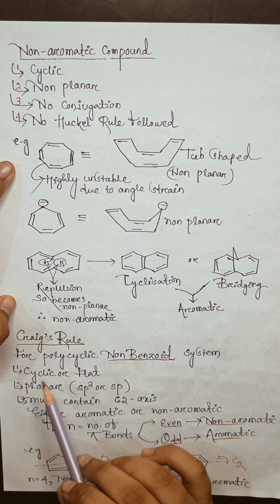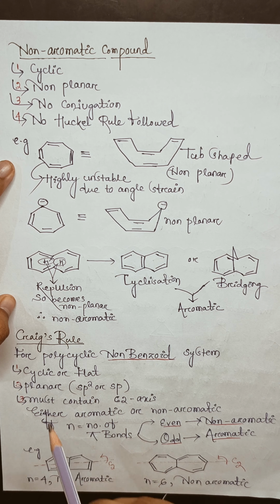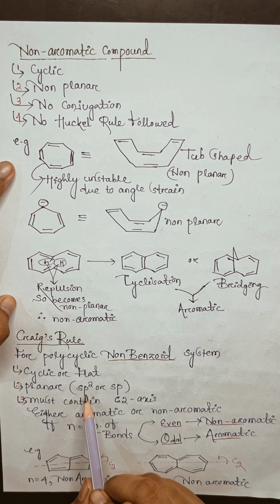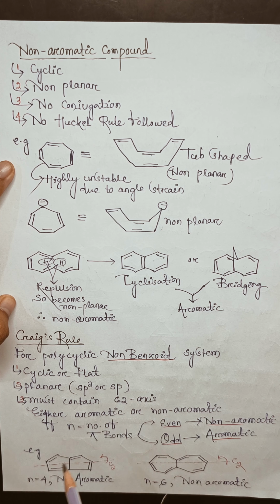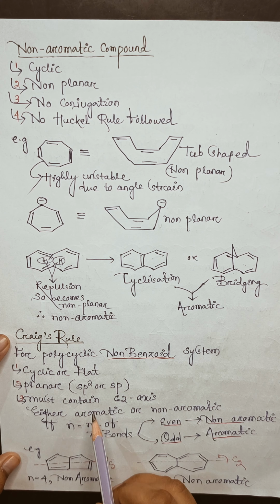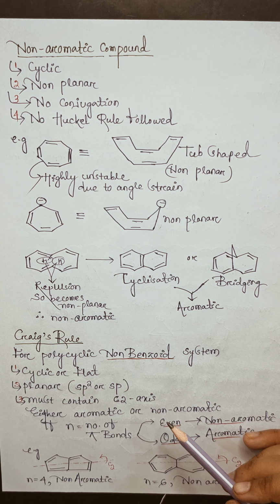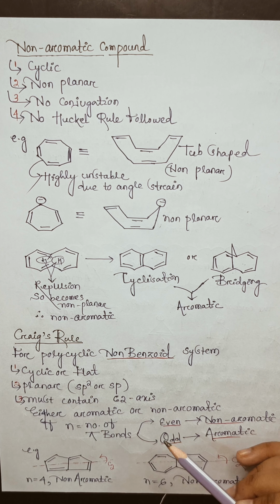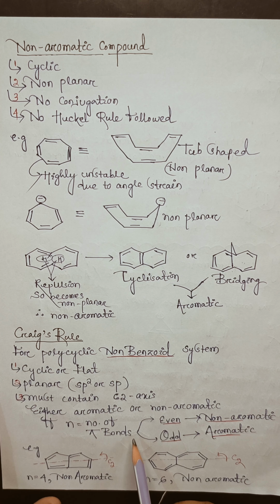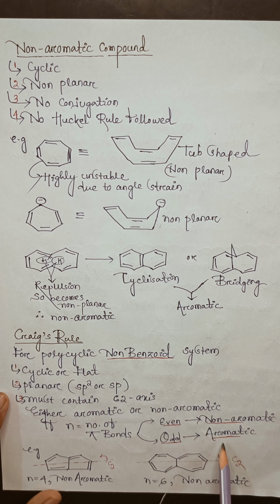For a non-benzenoid system, we have to see if the system is cyclic. Next one is planar. Planar means sp2 or sp hybridized carbon atoms or heteroatoms are there. Then it must contain a C2 axis. C2 axis means after rotating 180 degrees, we get the equivalent structure. Then if the number of pi bonds is even, it is non-aromatic. If the number of pi bonds is odd, then it will be aromatic.